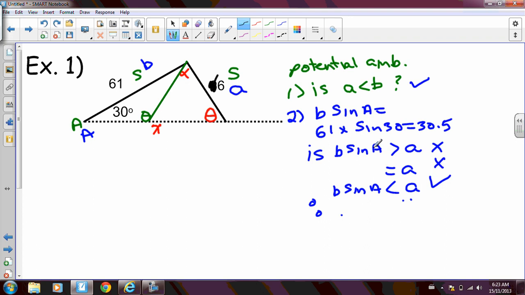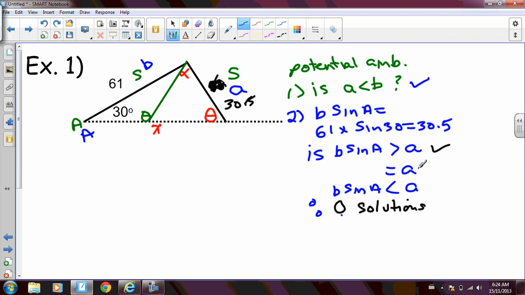So we have the number 6 here. When we do the same steps, potential ambiguity, is A less than B? A is definitely less than B, a lot less than B. 61 times sine 30 is 30.5, okay? And then we ask the question, is B sine A, the 30.5, greater than, less than, or equal to the side that we're looking for? In this case, it is still greater than, and so therefore 0 solutions, and we're done.